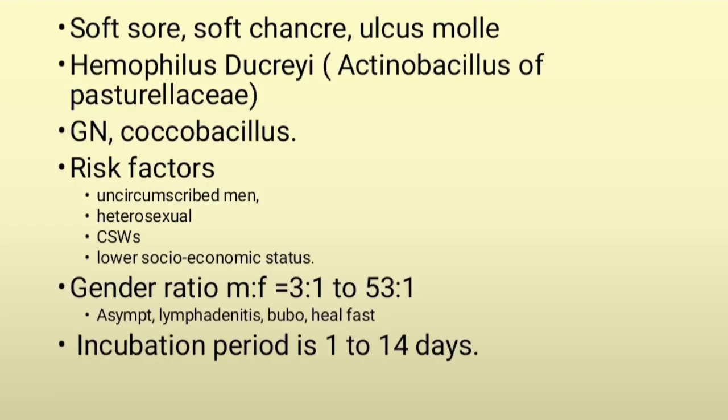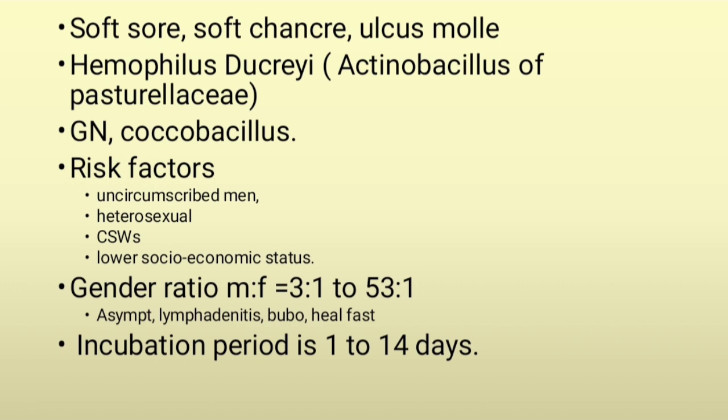Clinically, chancroid can also be called soft sore, soft chancre, or ulcus molle. Ulcus meaning ulcer, molle meaning soft. The causative organism is Haemophilus ducreyi, which was previously thought to be a Haemophilus bacteria, but is currently placed under Actinobacillus of Pasteurellaceae. It is a gram-negative coccobacillus.